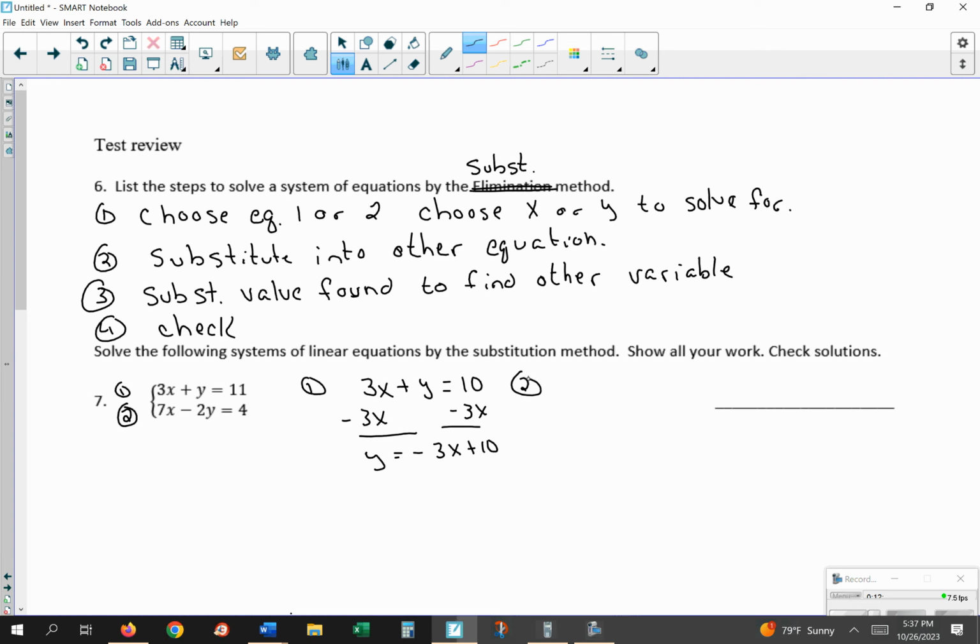Step 2, I can go to either equation. No, I'm sorry, I have to go to the other equation, not either. To the other equation, yep, that's what I said before. And that's what I wrote. Go to the other equation, so we have 7x minus 2 times the y value, which is -3x plus 10, set equal to 4. Distribute gives me 6x minus 20 equal to 4. 13x minus 20 equals 4.